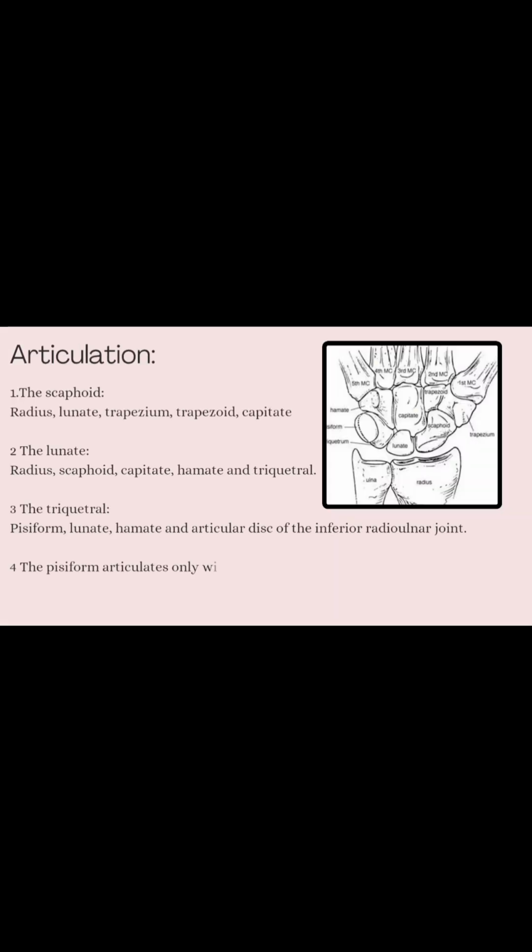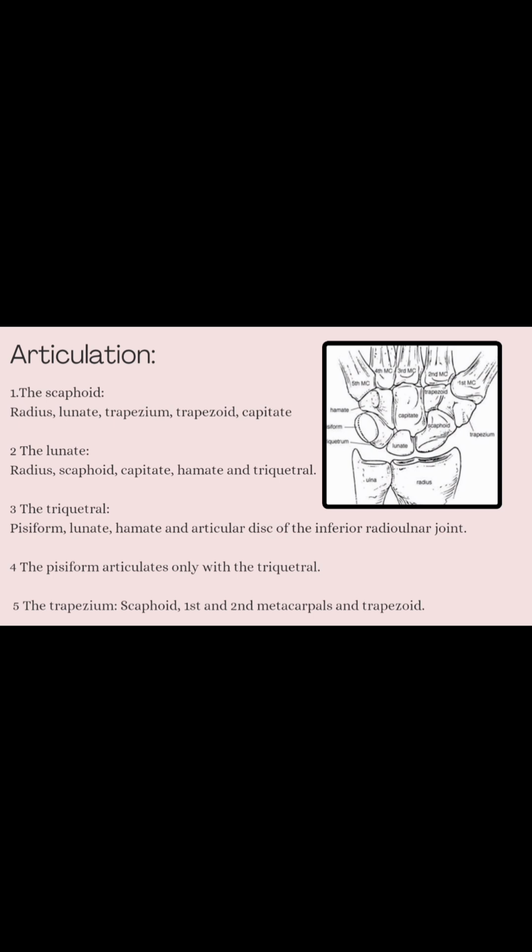Articulation. The scaphoid: radius, lunate, trapezium, trapezoid, capitate. The lunate: radius, scaphoid, capitate, hamate and triquetral. The triquetral: pisiform, lunate, hamate and articular disc of the inferior radioulnar joint. The pisiform articulates only with the triquetral.